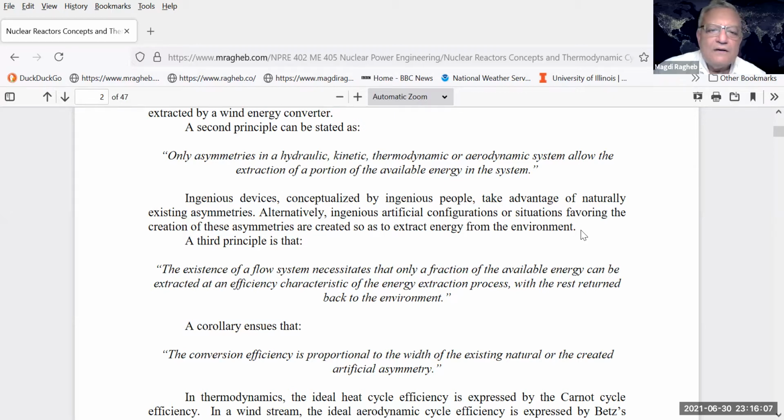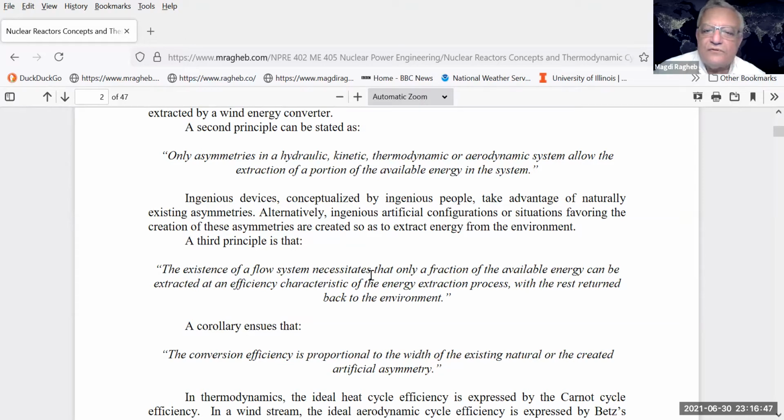And if you find that you have a natural kind of asymmetry, like a waterfall, Niagara Falls, you use it. If there isn't a natural asymmetry, you create it. And when you create it, like you build the dam in that case, store energy in the water and then allow it to flow, then you can extract energy from the environment. So these are two basic principles. First, you must have a flow system, and the flow system requires to use either a natural or a man-made asymmetry.